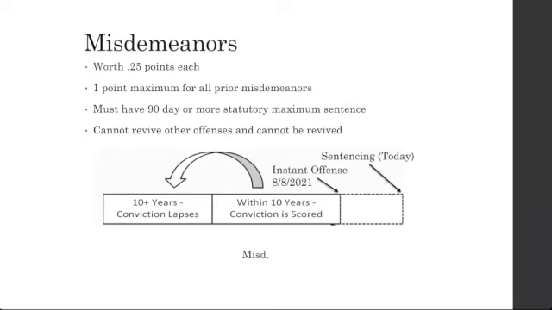Now, misdemeanors cannot revive other offenses, and they themselves cannot be revived. So again, we have an instant offense that occurred on August 8th of 2021 that is now being sentenced today. This defendant has multiple misdemeanors falling within the 10-year window, but their only felony conviction falls outside. It is a robbery that ended in December of 2005. So even though they have more than 4 misdemeanors, they've maxed out at their 1 point, and since they only have misdemeanors within the 10-year window, their robbery is not revived.